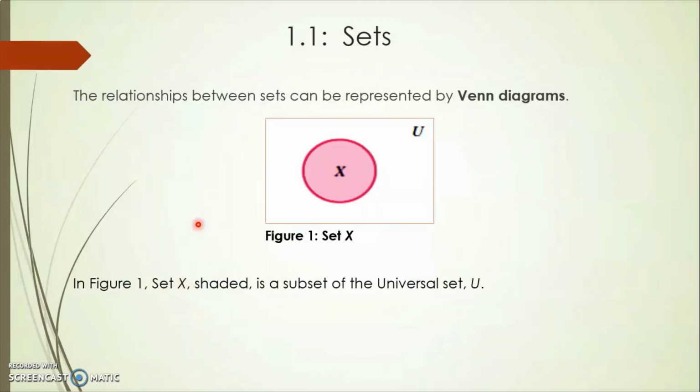Now I'm going to explain how to represent the relationships between sets by using Venn diagrams. This is the Venn diagram for the set X. We have the universal set, which is this rectangle, and the set X, which is this circle. The shaded region is the subset of all elements in the set X.